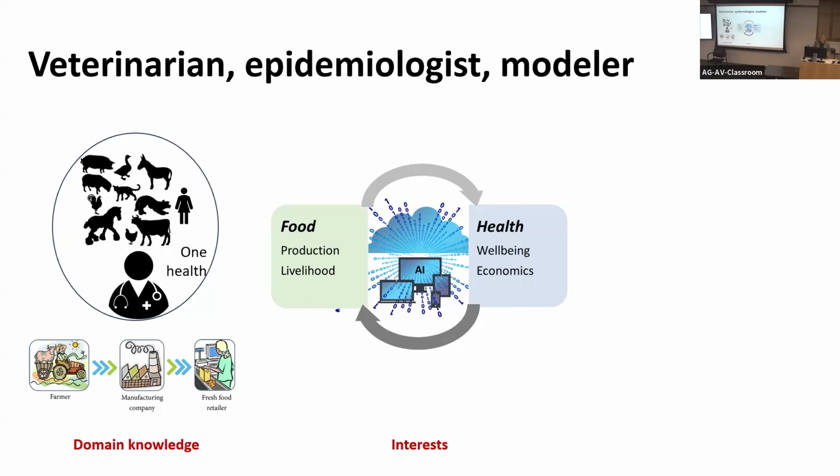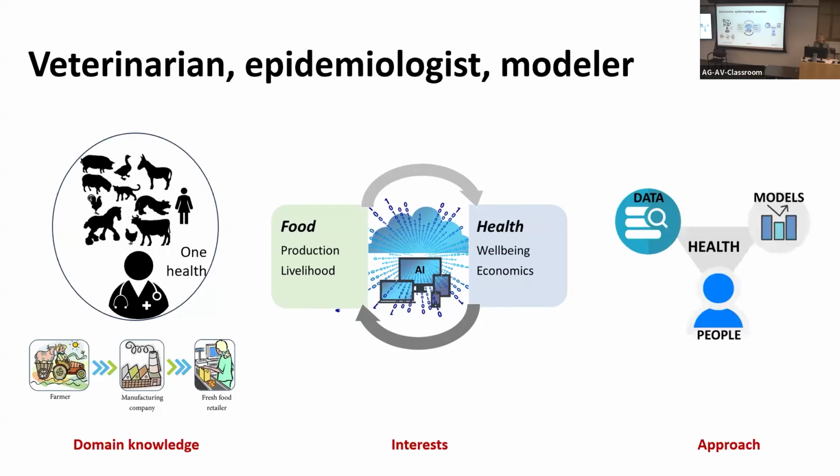In terms of my interests, I am really deeply interested in an intersection of food and health and how they influence each other. And then in terms of how I approach research, I am always thinking about three pillars. That's what's the data, what are the models, and then what are people doing at that intersection, either as producers of data or users of tools that we develop.